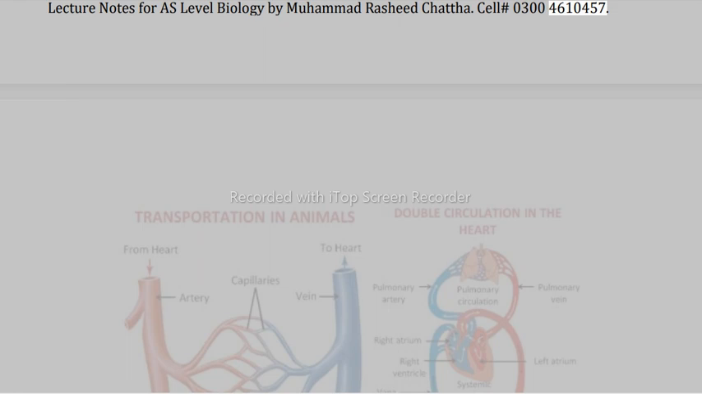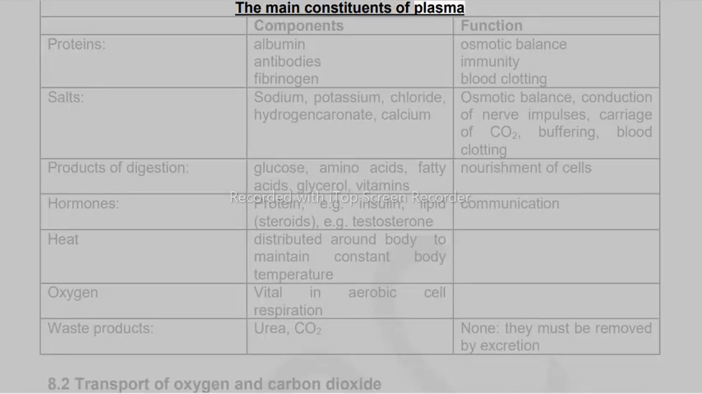The main constituents of plasma, components and functions. Proteins: albumin, antibodies, fibrinogen. Osmotic balance, immunity, blood clotting. Salts: sodium, potassium, chloride, hydrogen carbonate, calcium. Osmotic balance, conduction of nerve impulses, carriage of CO2, buffering, blood clotting. Products of digestion: glucose, amino acids, fatty acids, glycerol, vitamins. Nourishment of cells.